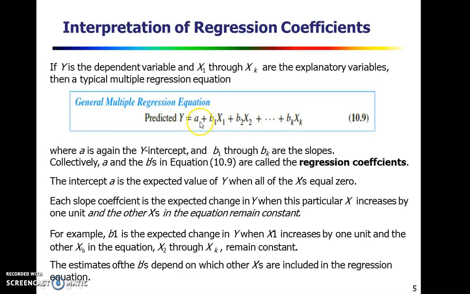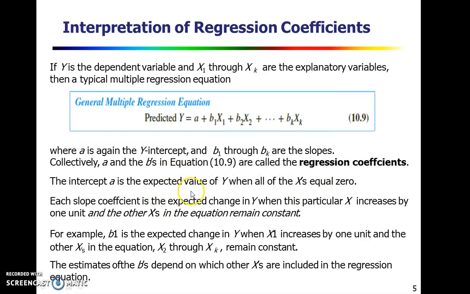Here a is the predicted value when x becomes 0. If we put x equal to 0, then the predicted value will be a, so there will be no change. When you make any change in x, it will change the predicted y value. Here a is the y-intercept, and b1 through bk are the slope coefficients, while a and the b's together are called regression coefficients.